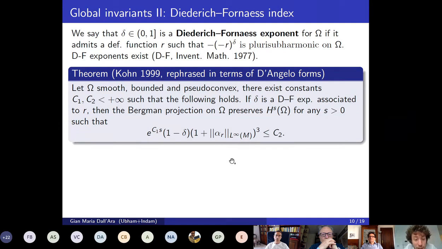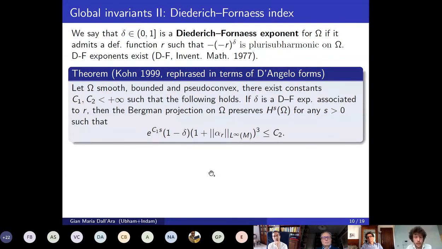But first of all, let me recall that the Bergman projection is the orthogonal projection of L2 of omega onto the closed subspace of holomorphic functions, a crucial object in many problems in several complex variables. And here what Kohn is saying is that this operator, which is a priori bounded on L2, is also bounded on H^s for s positive, but not too large, or at least where s is allowed to be as large as this inequality permits.